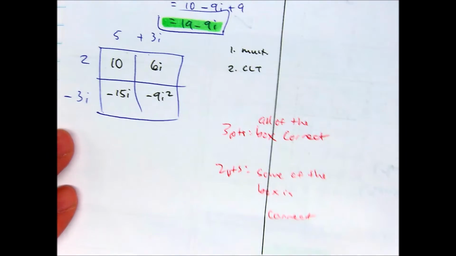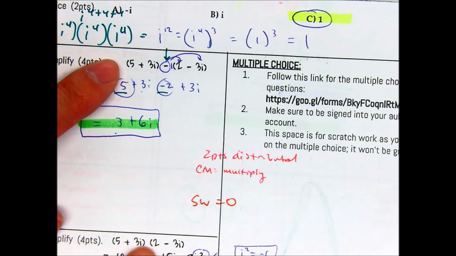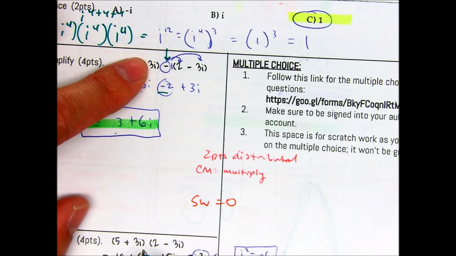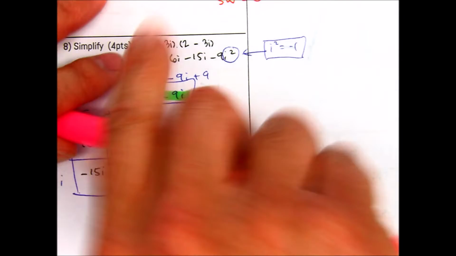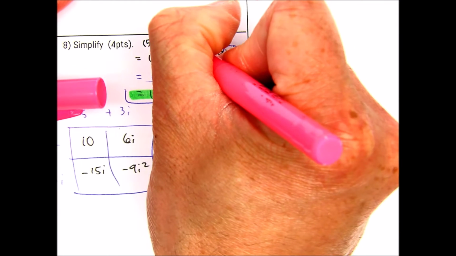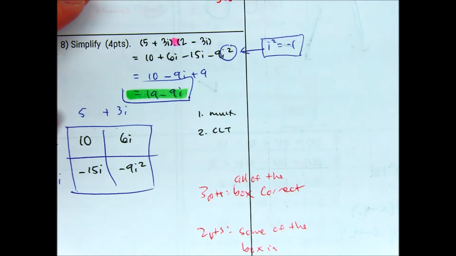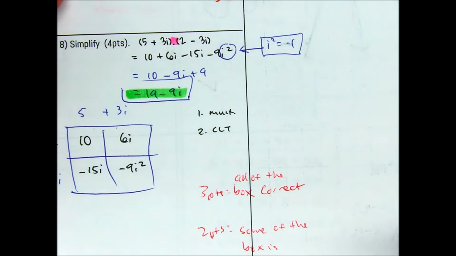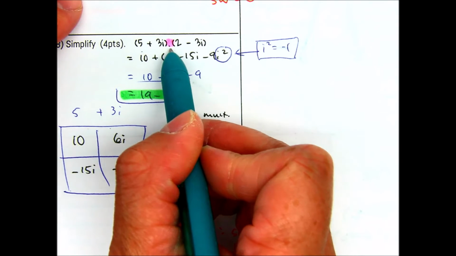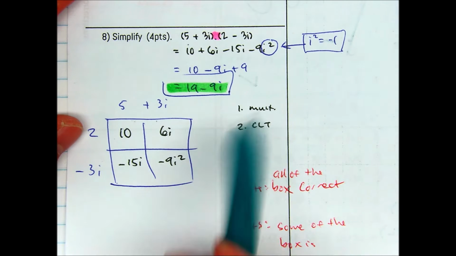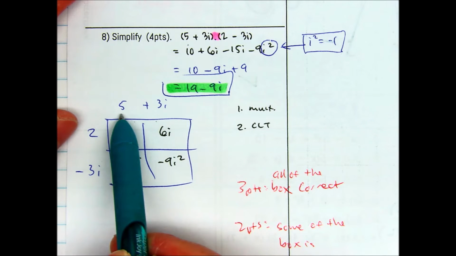Number 8. I chose to use the same exact numbers, but the only difference is this one has a minus and this one has no math operation. Let's make that very clear. Let me take the highlighter. There is no math symbol. I think I warned you guys about that. So here I have 5 plus 3i times 2 minus 3i. If you use FOIL, that's fine. I use the box. 5 plus 3i, 2 minus 3i.